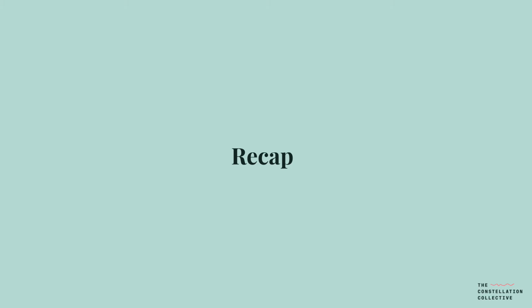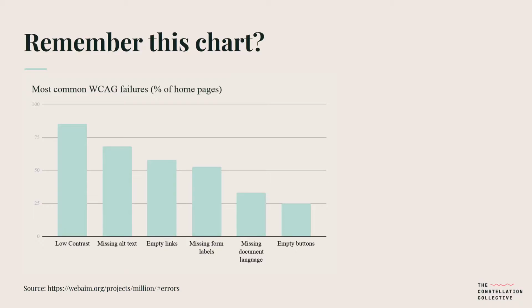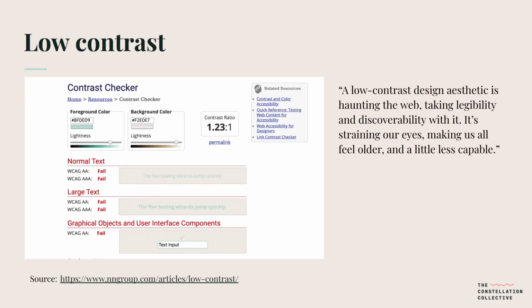Now, we're going to revisit some of the most common accessibility issues on the web and start to connect the dots. So remember this chart? Now we're going to look at each of these issues one by one and provide some examples of what can go wrong. When text has low contrast against the background, it can be unreadable for people with color vision deficiencies, low vision, or users in bright sunlight.